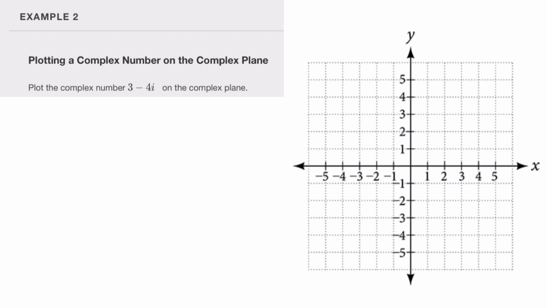So we're asked to plot this complex number on the complex plane. If we have 3 minus 4i, then we're going to go right 3 and down 4, so it should be here.